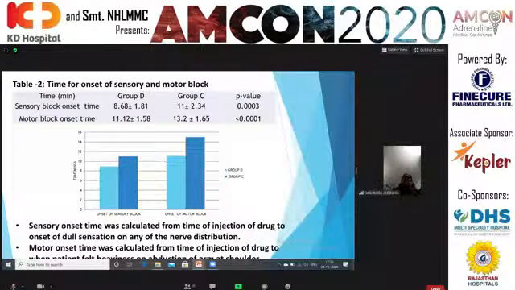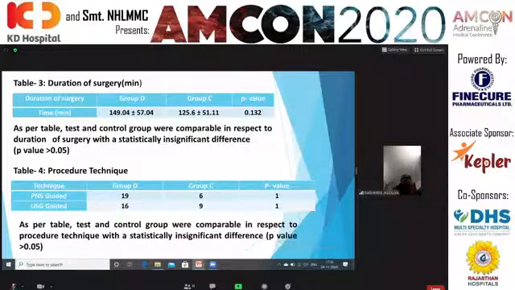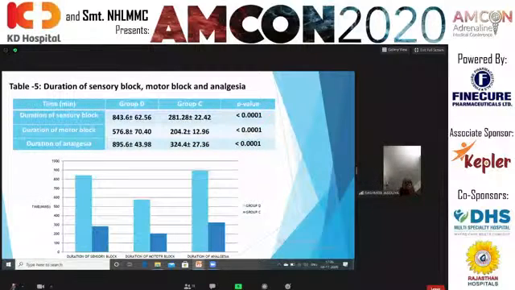Next slide, please. This is table 3 and table 4 for duration of surgery and procedure time. It is clearly shown that in group C it lasted for a longer time, because in group D the drug was used. Same as in table 4. Next slide, please. This is the graph and table for duration of sensory motor blockade and analgesia. It is clearly shown by the light blue color in group D that after using additive dexamethasone, the effect lasted for a longer time.